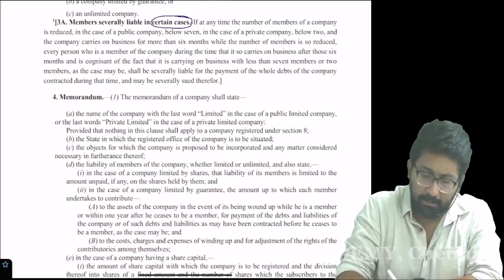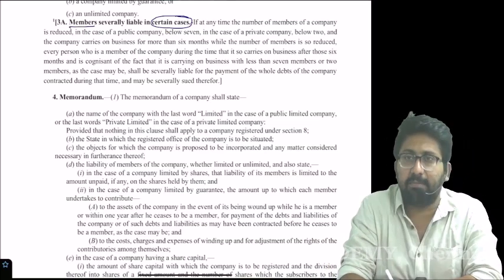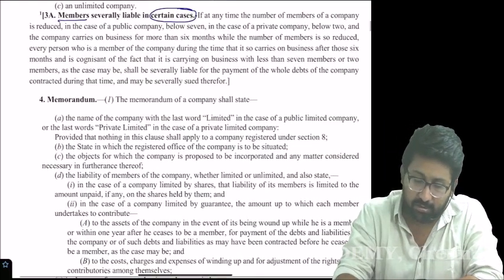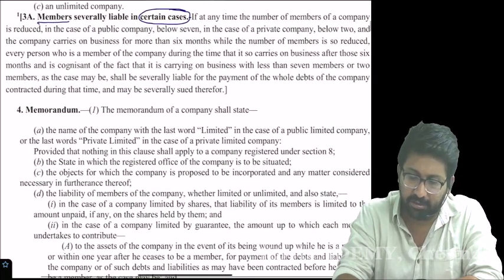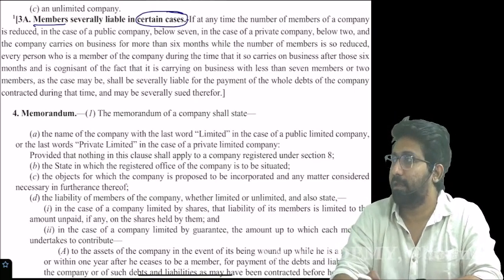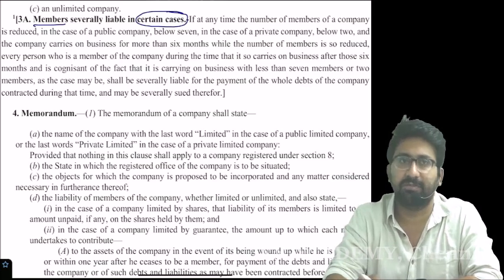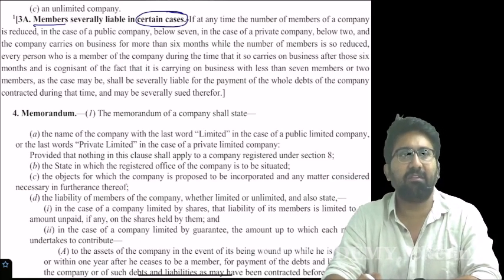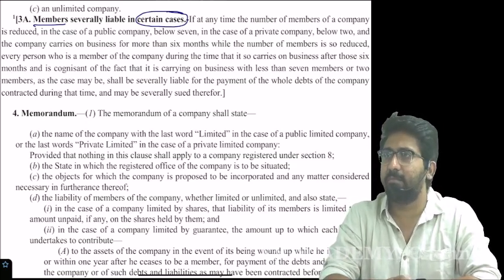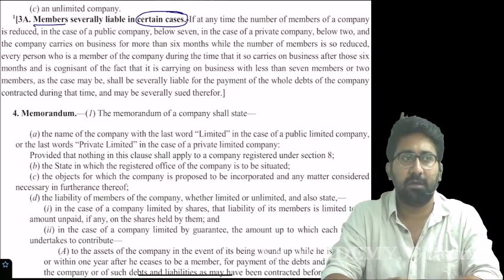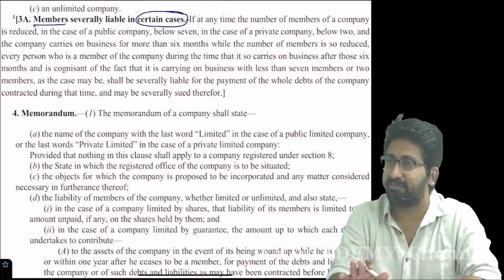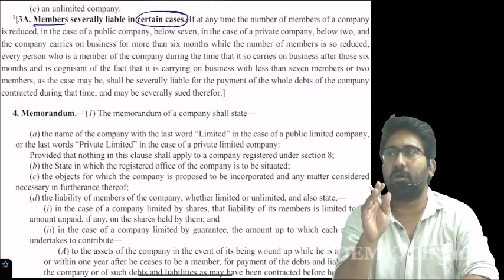Listen. Members severally liable in certain cases. Now the question will start. What is the idea behind this section? Same concept you might have read in the LLP Act, ditto, with a change in words. Wherever I use the word company, in the LLP Act they use limited liability partnership. Here members, there partners. Remaining everything is the same. If you don't remember, no problem, I will re-explain. First listen to the concept clearly.